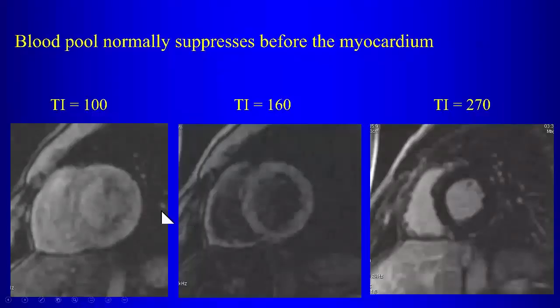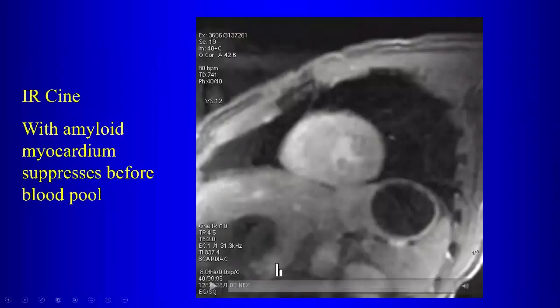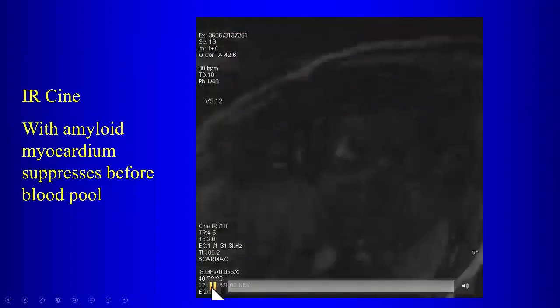So here I've kind of illustrated it for you. TI of 100, 160, you can see the blood pool is dark, has suppressed, but the myocardium is not suppressed yet. It's not until we get to 270 that in this particular case we're able to suppress the myocardium. So normally the blood pool will suppress at lower inversion time numbers than the myocardium. But what happens with amyloidosis can be the opposite.